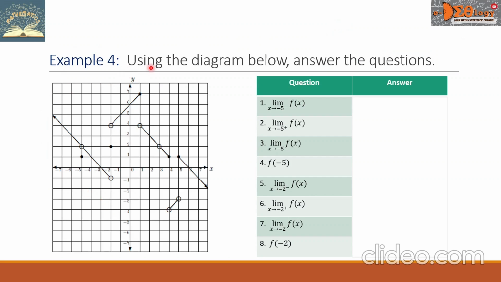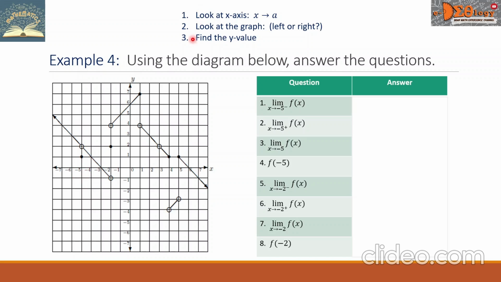Example 4. Using the diagram below, answer the questions. This is our graph that pertains to a single function. Number 1 question. The limit of the function f of x as x approaches negative 5 from the left. Here we have some clues on how to solve this. Number 1, look at the x-axis and let us find where x approaches a. Meaning, in problem 1, x approaches negative 5. In the x-axis, negative 5 is somewhere here.